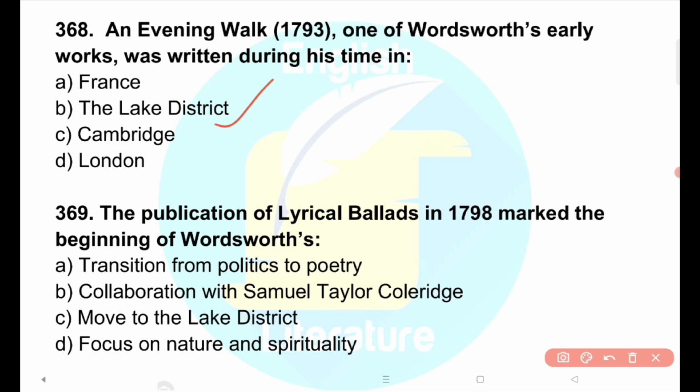The publication of Lyrical Ballads in 1798 marked the beginning of Wordsworth's option B, collaboration with Samuel Taylor Coleridge. Lyrical Ballads was a joint work with Coleridge featuring poems by both poets. Coleridge contributed The Rime of the Ancient Mariner, while Wordsworth's Tintern Abbey became one of his most famous works. The collection emphasized ordinary language and everyday subjects, laying the foundation of Romantic poetry.